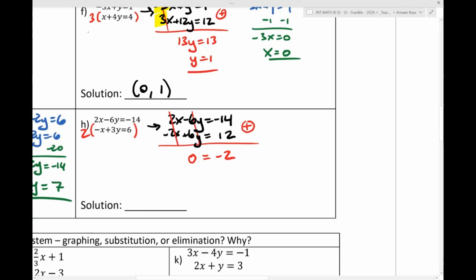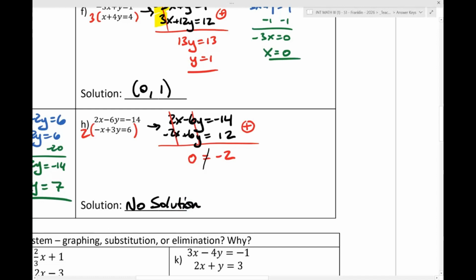And so when you get something like this, where your variables all cancel out, and what you're left with is not a true statement, something equals something else, and you can't change it because there are no variables left, what this means is that you have no solution. And if we solved these equations for y, we would get two equations with the same slope, but a different y-intercept. So thinking back from the graphing notes, these would be parallel lines.